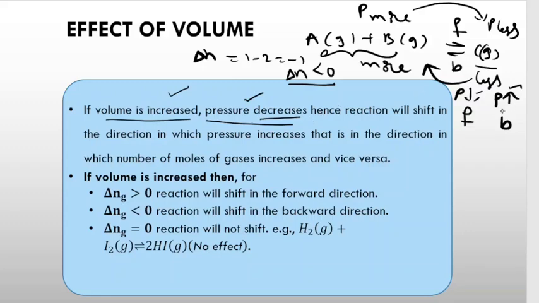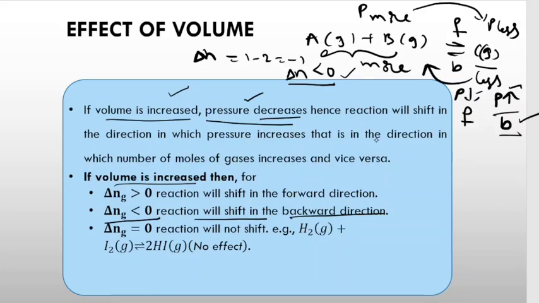In which direction the pressure is increasing? Backward direction for delta N less than 0. So the conclusion here is, if volume is increased, if delta N is less than 0, then the reaction shifts in the backward direction. That is what we got here. Understand? So if you understand this one thing, the remaining terms you can automatically guess, right?